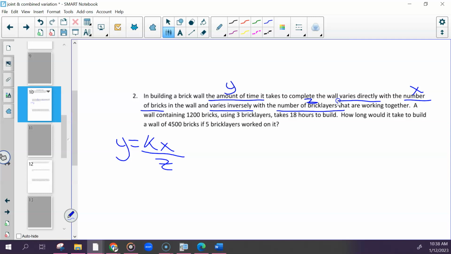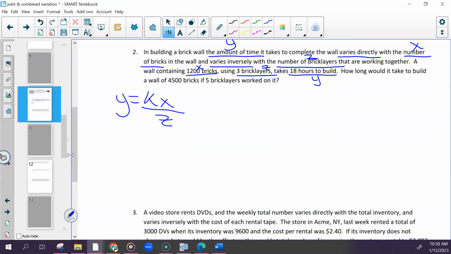Then they give us numbers. A wall containing 1,200 bricks, so you have to keep track of which one is which. So number of bricks was x, 3 brick layers was z, 18 hours was amount of time, so that's y. Put those numbers into your equation, and then we can start solving for k. We have 18 equals k times 1,200 all over 3.